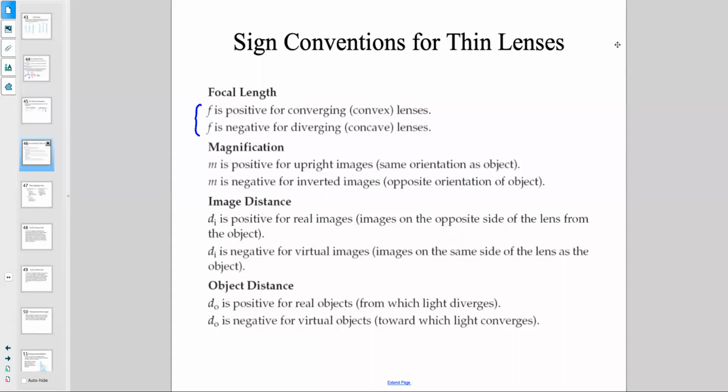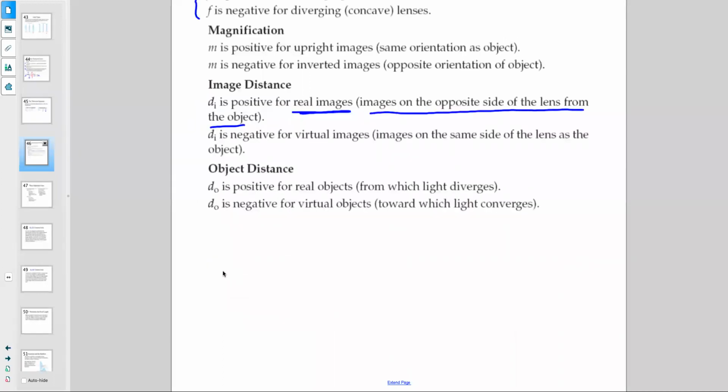The only thing that's different is the defining of the real image versus the virtual image for lens versus the mirror. So here, the real image, when it comes to a lens, is the image on the opposite side of the lens from the object. Meaning that you have your lens here, this is your object, and if this is the image, then this is a real image.